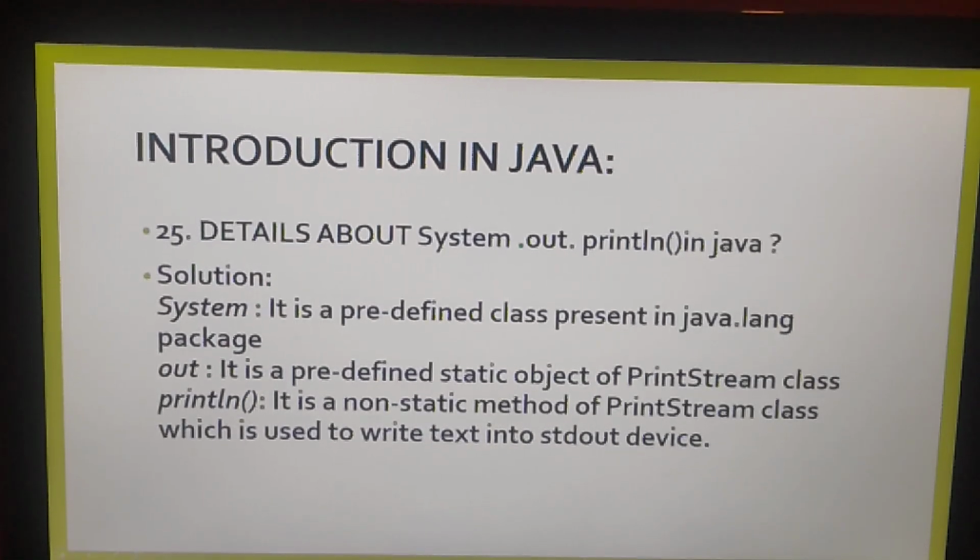Question 25: detail about System.out.println in Java. Solution: System is a predefined class present in the java.lang package. Out is a predefined static object of the PrintStream class. Println is a non-static method of the PrintStream class which is used to write text to the standard output device.